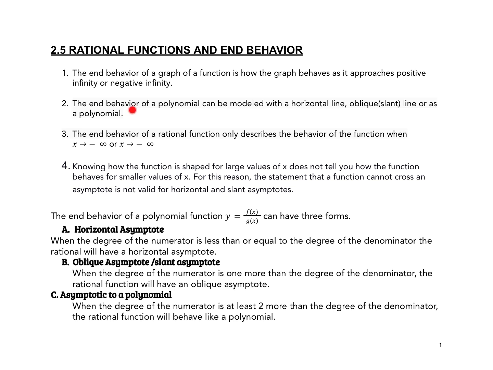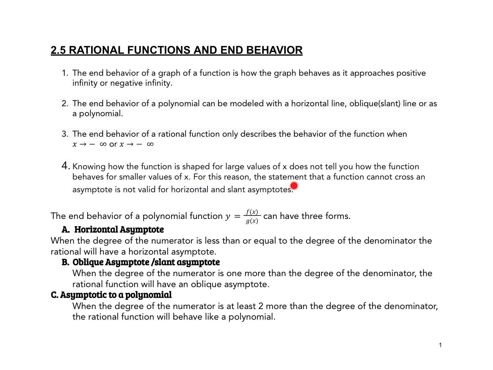The next one, the end behavior can be modeled with a horizontal line, an oblique line, or a polynomial. The end behavior of a function only describes the behavior of the function when x approaches negative or positive infinity. So note that. Knowing how the function is shaped for large values of x does not tell you how the function behaves for smaller values of x.